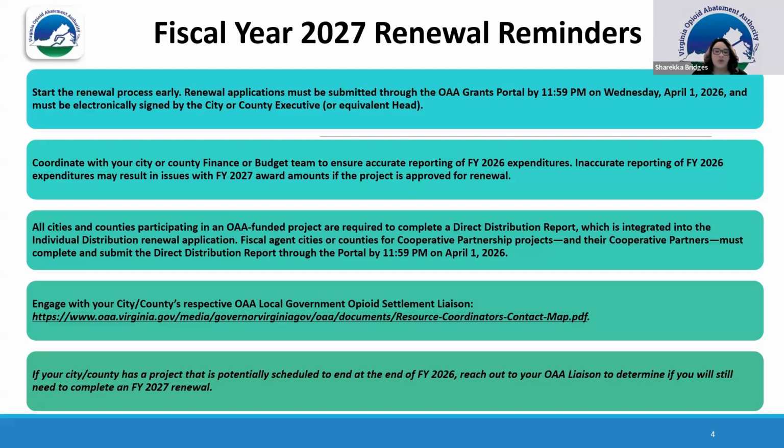As you're working through your renewal process, be sure to engage with your respective OAA local government opioid settlement liaison. We have embedded a link here for any locality that may be unsure who your liaison is. Reach out to them for any requests related to technical assistance, or if you have any questions, and we'll be happy to address those questions and provide guidance as you work through the FY27 renewal process.